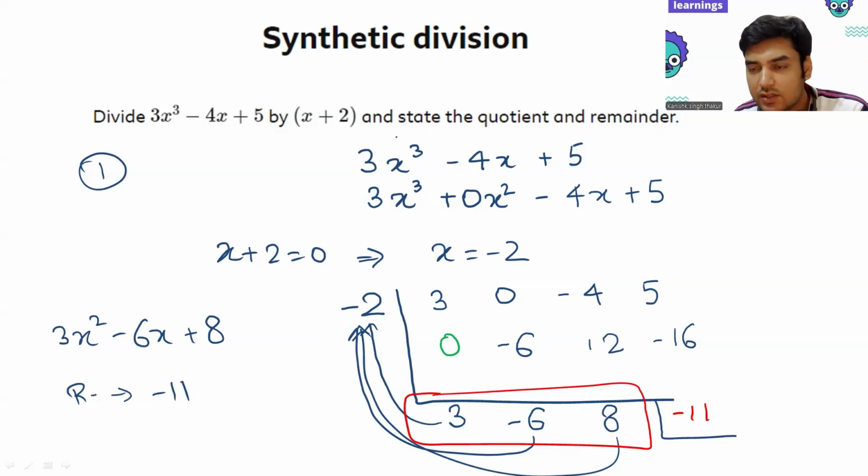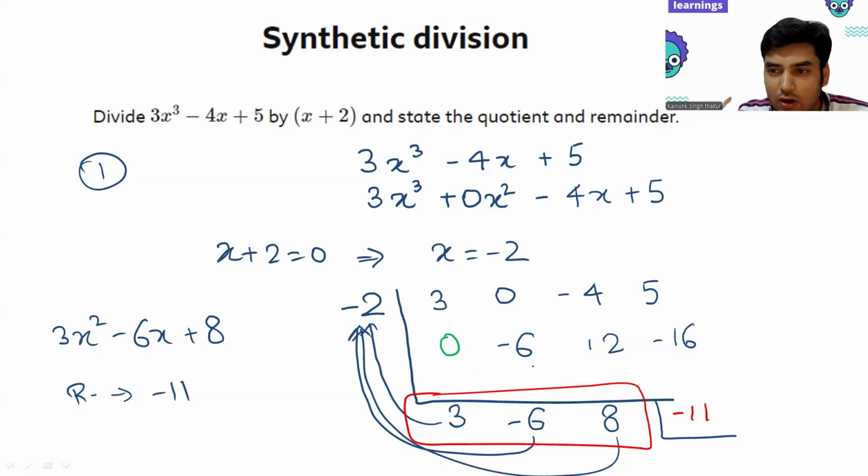So how you have to do it? First, arrange the terms, and whatever terms are not there, write them with 0 coefficient. Equate the divisor to 0 and take the value of that, make that an L column. And then you write here I get x equal to minus 2 and write all the coefficients. Remember, you have to write 0. Then the first one will always be 0 because I had nothing. So 3 plus 0 gives me 3. Whatever number you are getting, multiply it with your divisor value and then you keep it here. So 3 times minus 2, I get minus 6. Again, minus 6 times minus 2.